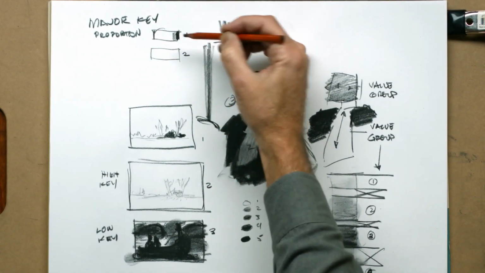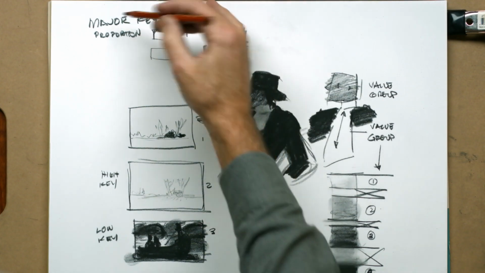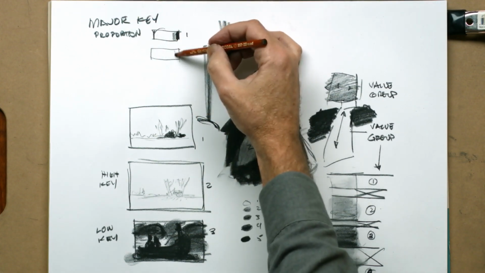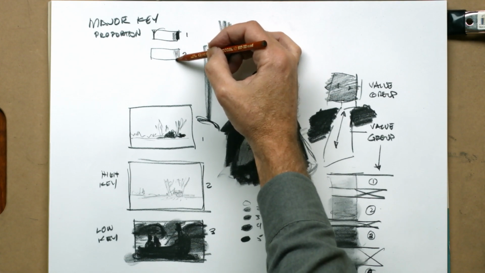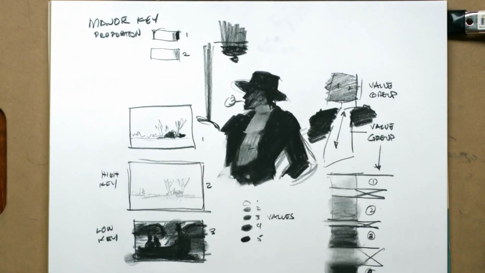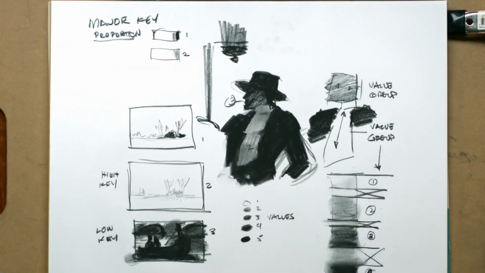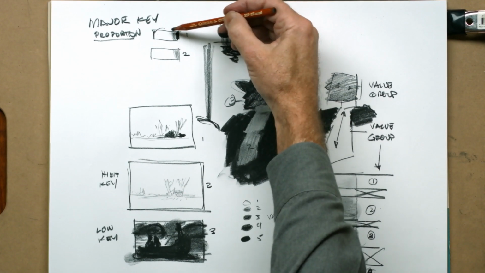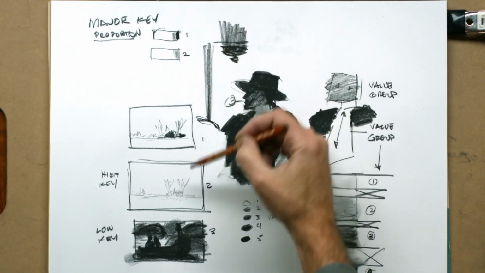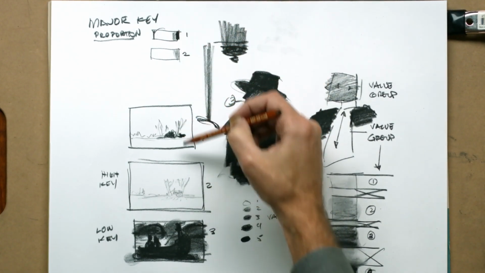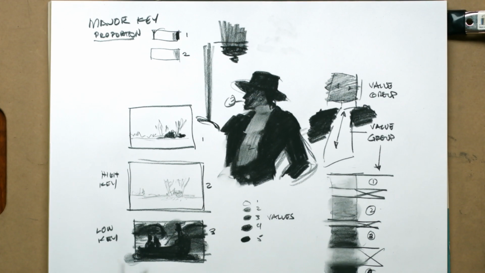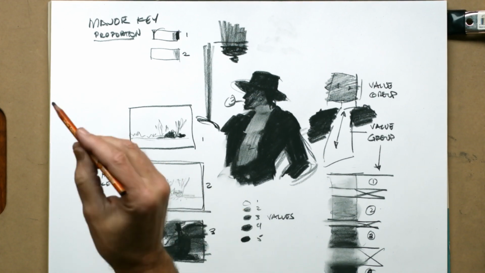Number 2, and this would be high key, high major key. You have this. This is also high major key, right? Because the proportion is mostly light to this. The difference being the range of contrast, you see? So the difference between these two is the range of contrast. Is that clear? That is your minor key.